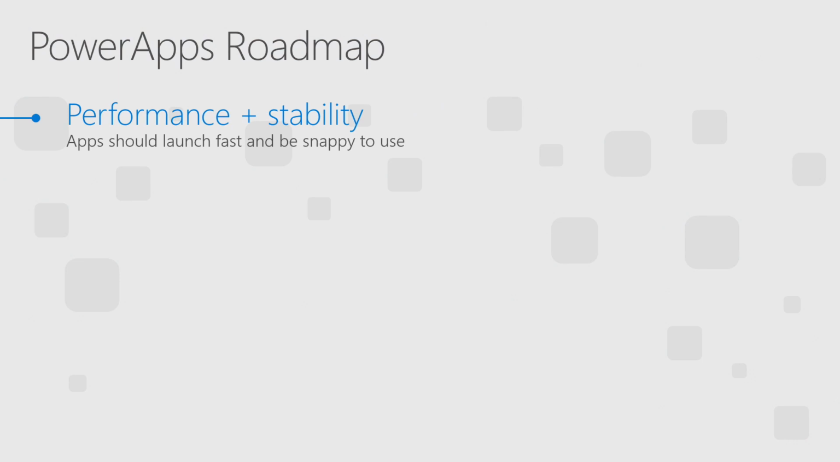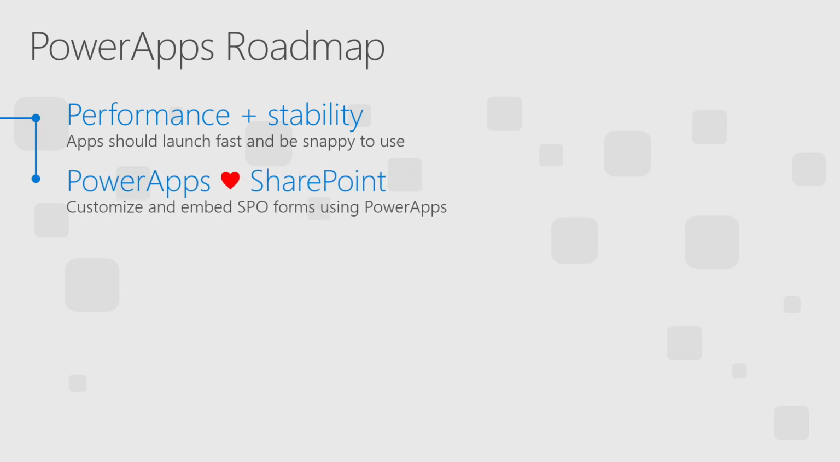From a Power Apps perspective, one of the things that we've heard from a lot of our customers is that we want the apps to be snappier and launch faster. What you saw today was fairly quick, but we want to make it even quicker so it feels like a native application. We're also investing in our Power Apps and SharePoint pillar. So we'll be making it easier for you to customize and embed your SPO forms directly from SharePoint. You won't have to create the application, leave SharePoint, modify it, and see those changes in SharePoint. You'll actually be able to get a form just like you do today when you're editing an item or creating an item directly in SharePoint.